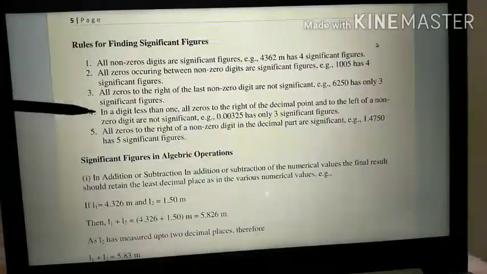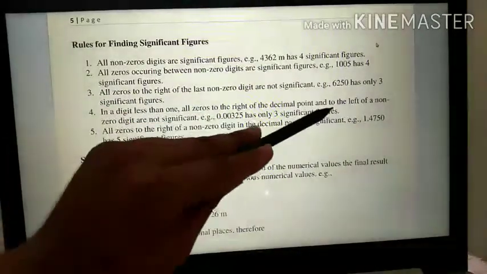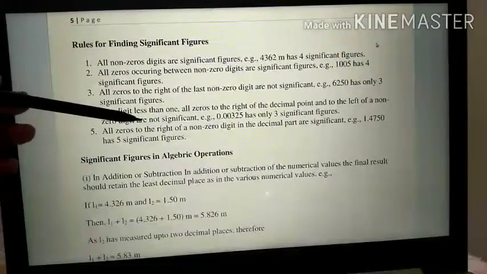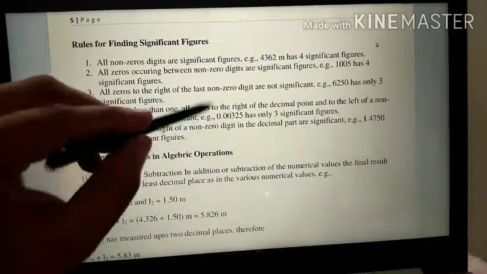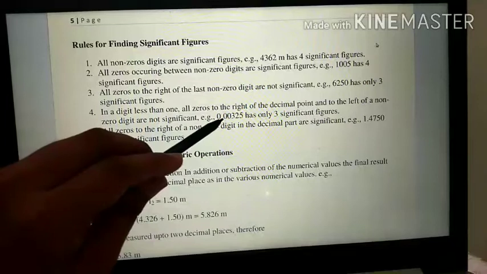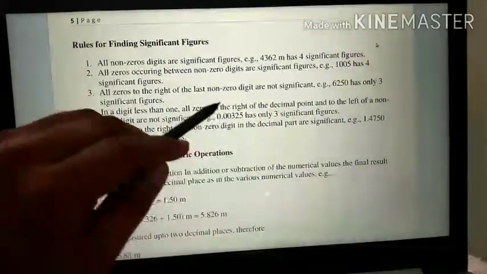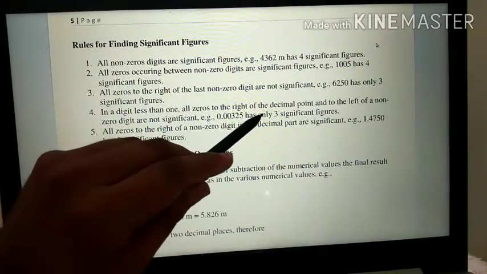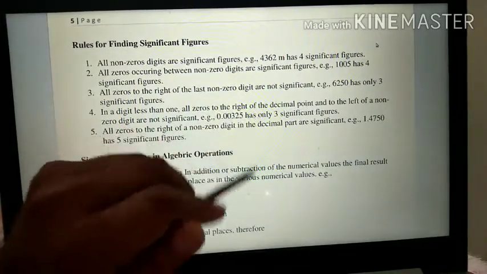Then the fourth: in a number less than 1, all zeros to the right of the decimal point and to the left of a non-zero digit are non-significant. So in the example we can see that on the left-hand side and right-hand side of the decimal point, both are 0. So here we only consider 3 significant figures, that is 3, 2 and 5.